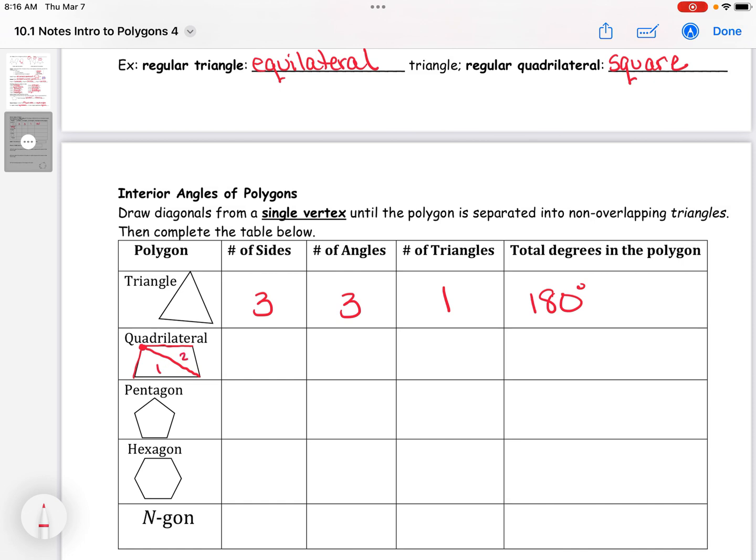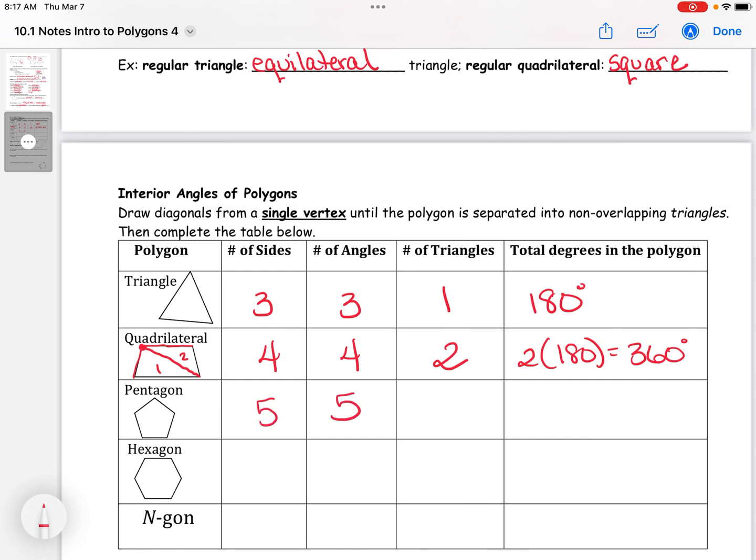Okay, if you look at a quadrilateral, you have 2 triangles. So a quadrilateral has 4 sides, 4 angles, and it makes 2 triangles. And if each triangle is 180 degrees, then a quadrilateral, the angles should add up to 360, which we know if we think about a square or a rectangle, we have 4 90-degree angles. And so 4 times 90 would be 360.